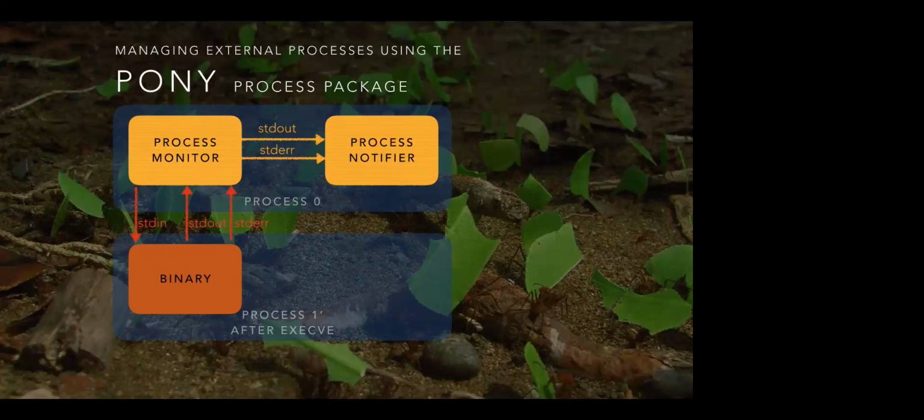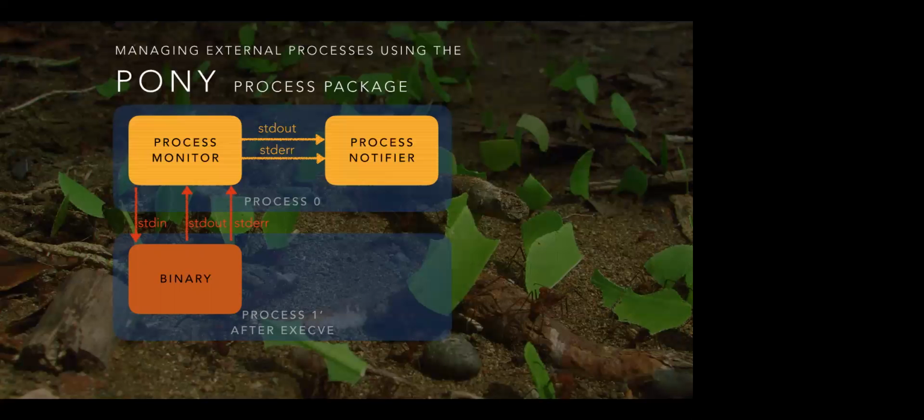And we established the pipes, which means that anything that we write to standard in, there's a write function in the process monitor, and then you can write to that, and it goes through the pipe to the external process, which receives it as standard in. Anything that the external process writes to standard out or standard error, we capture too. It goes to the process monitor via the pipe, and the process monitor sends that off to the notifier, which then can act on it.